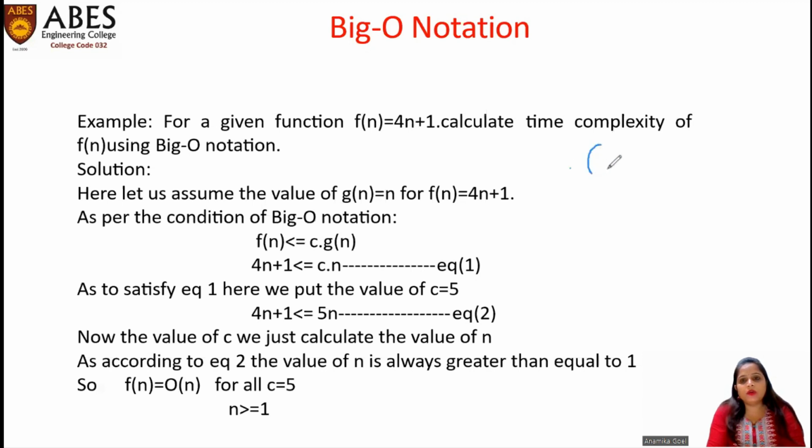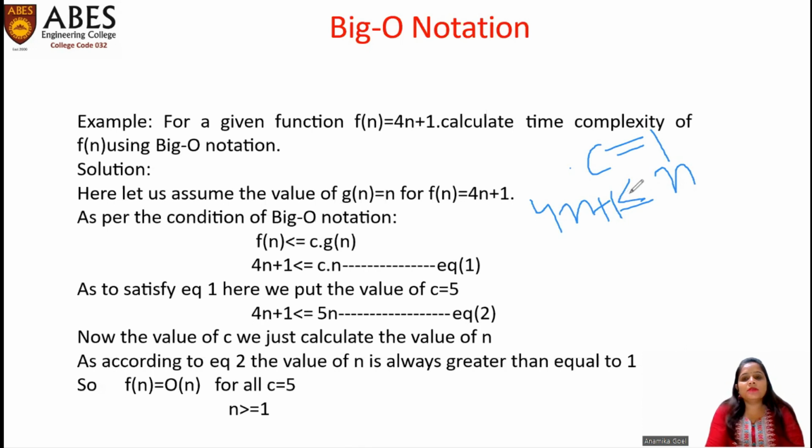If the value of c is equal to 1, put it in equation number 1. So what happened? 4n plus 1 is less than or equal to 1 dot n, which means n. Is it true or false? No, it is false. 4n plus 1 is less than or equal to n is false.